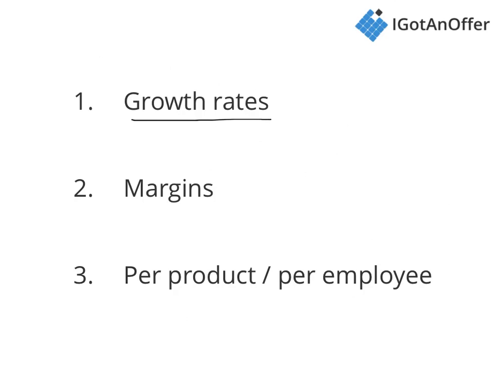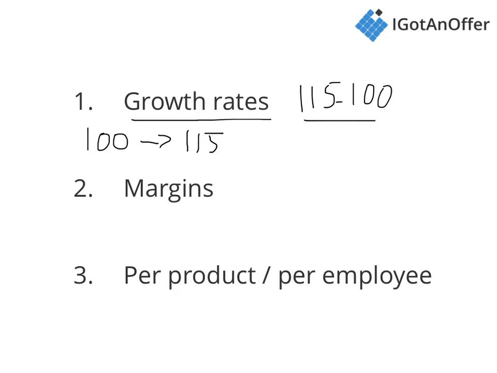Suppose you want to calculate the growth rate of sales between 2014 and 2015. Sales were equal to $100 million in 2014 and went up to $115 million in 2015. Then the formula for this growth rate is simply given by 115 minus 100 divided by 100, which is simply 15% growth rate. You should practice calculating growth rates, as these come up quite often in PST questions.